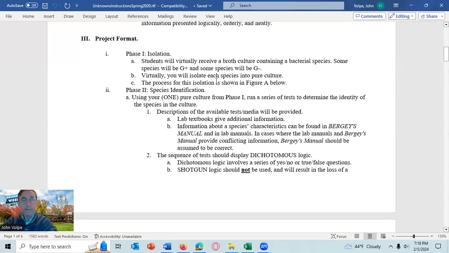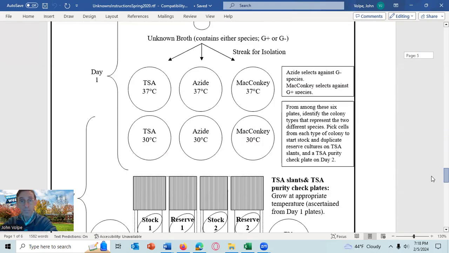All right, you're going to receive virtually a broth culture containing a bacterial species. I have this file someplace on my computer, but I didn't find it, so I just downloaded it. Some species will be gram-positive and other species will be gram-negative. Everything's going to be done virtually, so you will isolate each species into a pure culture virtually. The process for this isolation is shown in figure A below. I'm not going to go through that, but you can see how you isolate it here.